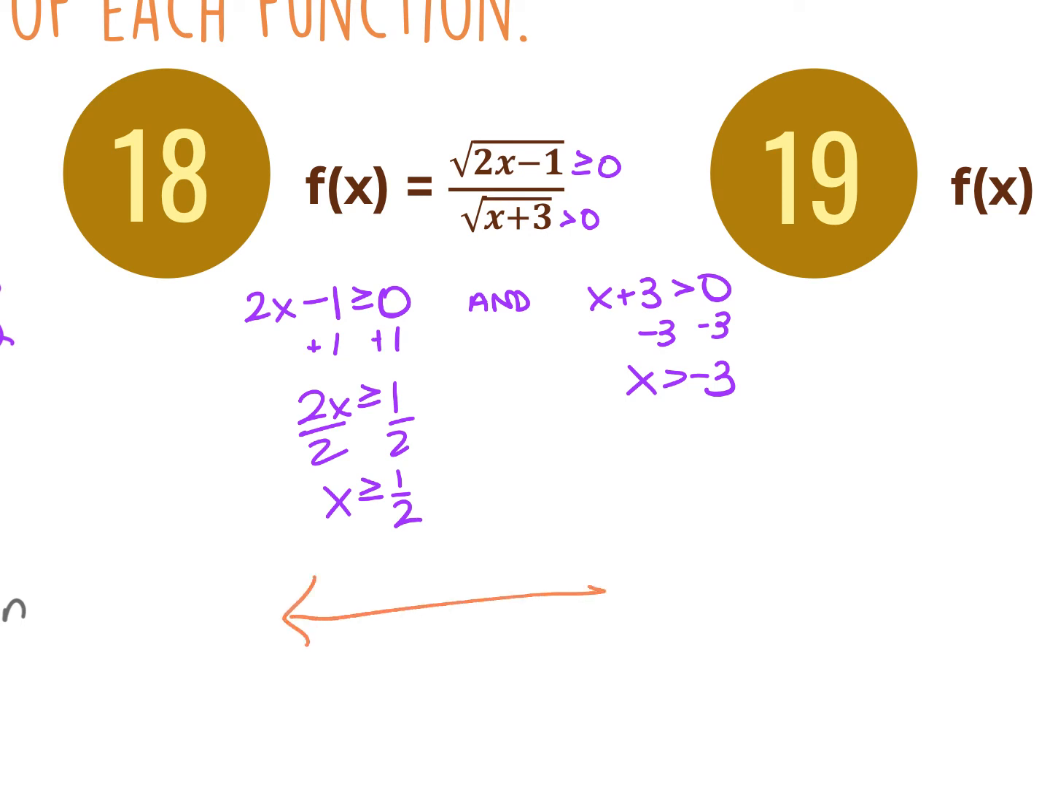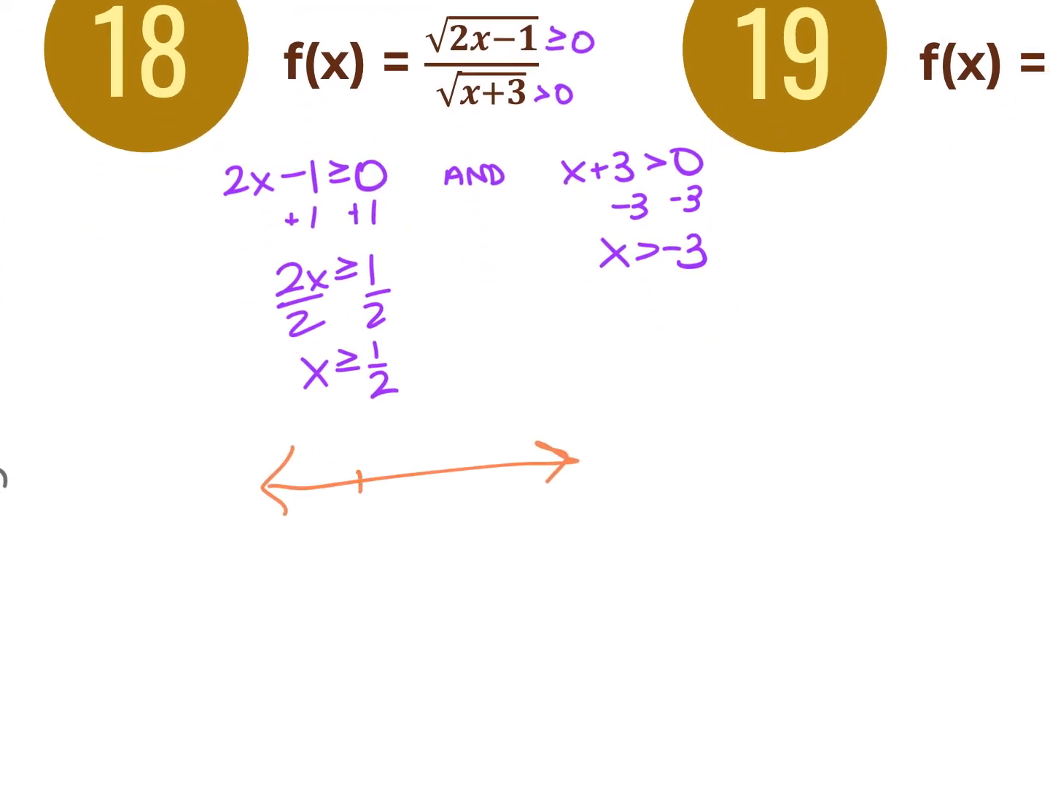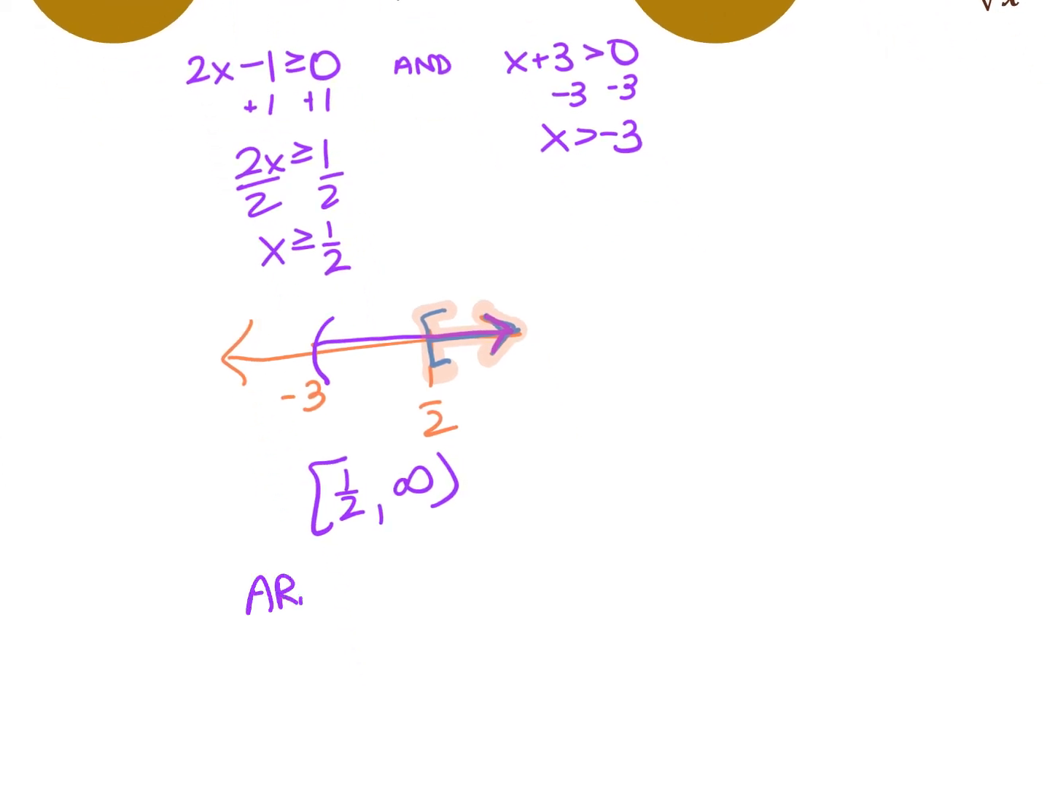Draw your number line. The first one is greater than or equal to 1/2, so it would get a bracket on the 1/2 pointing towards the right. The second one would be greater than negative 3, a parenthesis on the negative 3 pointing towards the right. And again, we're only looking for the overlap, which would be from positive 1/2 to positive infinity, or all real numbers greater than or equal to 1/2.